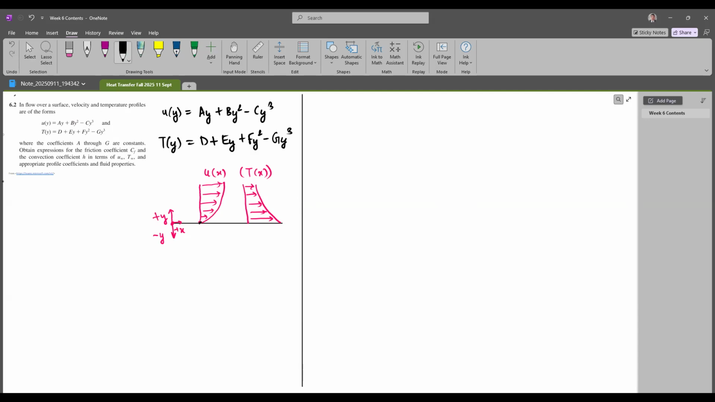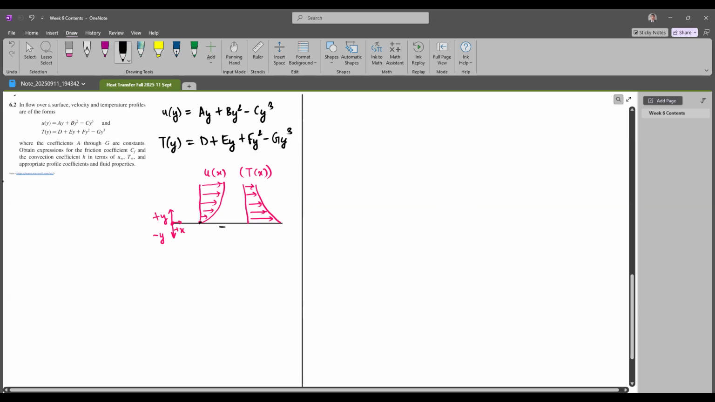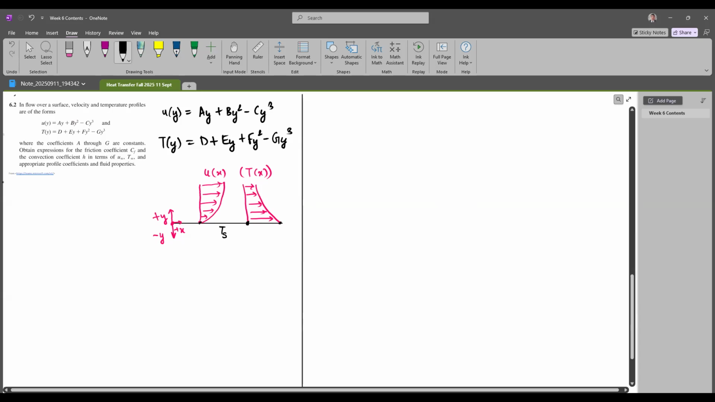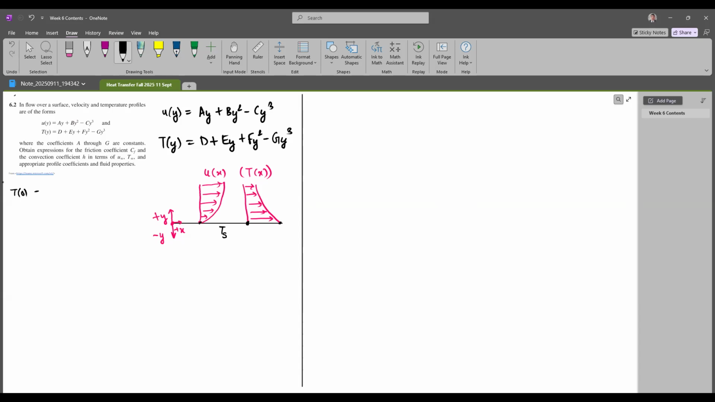Now, there is one more thing. Let's say the temperature of the surface is Ts. So what is the temperature at y equals 0? It will be Ts, right? Because all along the plate, the temperature remains constant at Ts. This is steady state. So if we put y equal to 0 in the temperature equation, we must get Ts. So T at y equals 0 is d plus 0 plus 0 minus 0, which is d. So T at 0 is Ts. So Ts is d. So we got one variable sorted. A through g we can use in the equations as well.